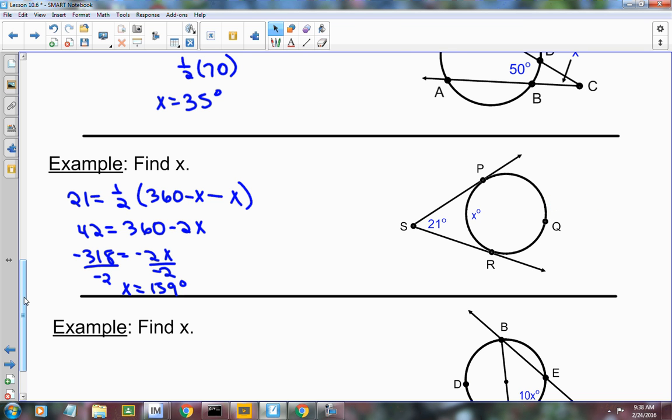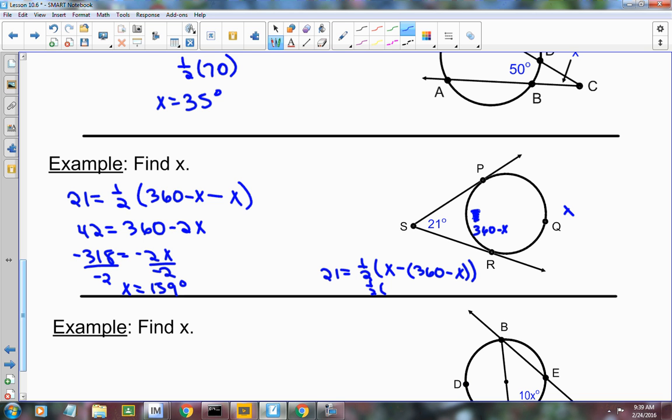Now, I want to show you one possible scenario here. Let's say that instead of asking for the inside arc, they asked for the outside arc. What would you represent the inside arc with? 360 minus x, right? You would do the same thing. Now, the reason I'm showing you this is because you got to be careful. When you go to set this up, it's still 21, and it's half the difference of the outside arc minus the inside arc. My outside arc is x, but my inside arc is a quantity. And so I have to put it in parentheses. And the reason I have to do that is because I'm going to have to distribute the negative.